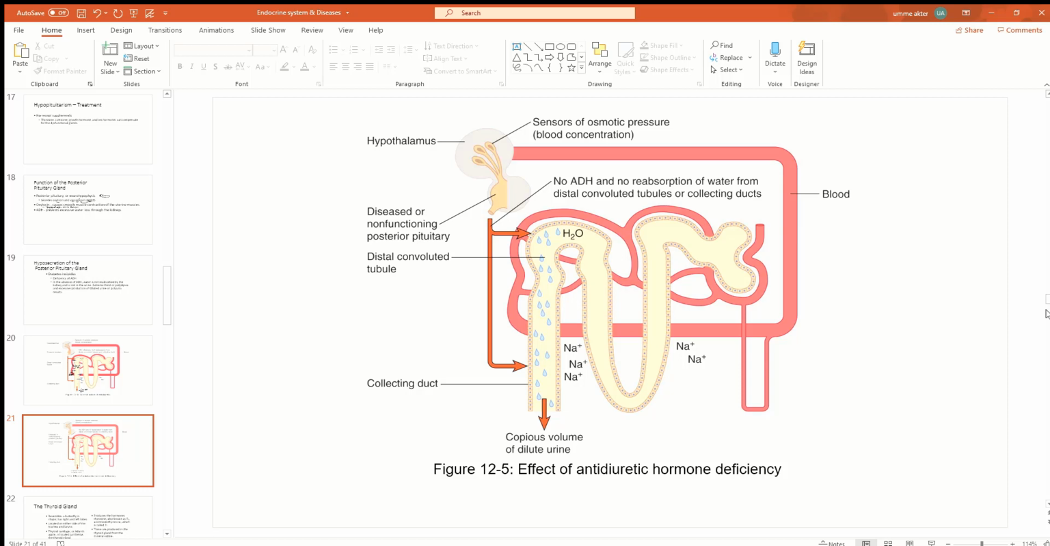Now if, due to a posterior pituitary tumor, a disease of the posterior pituitary, as I already mentioned, antidiuretic hormone is not released, then what will happen? The water will not be able to get back into the blood, so it will get out as urine. So the volume of urine will increase and the urine will be diluted.